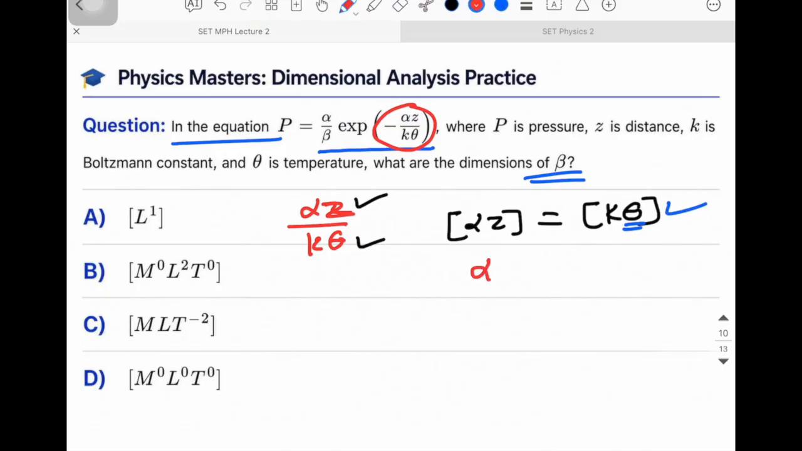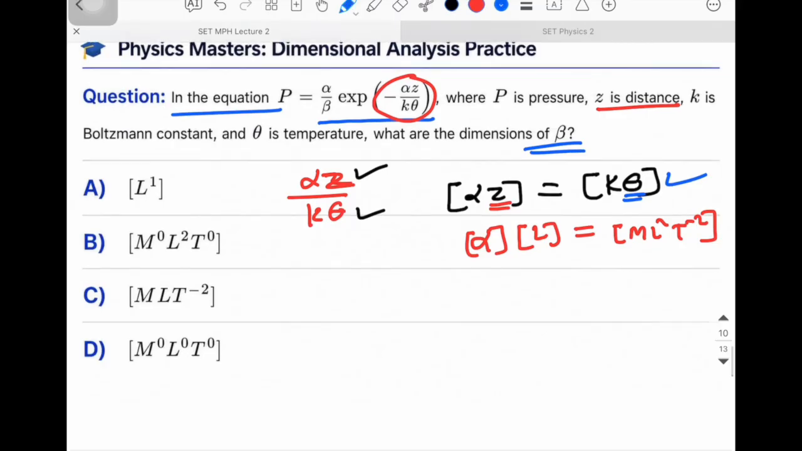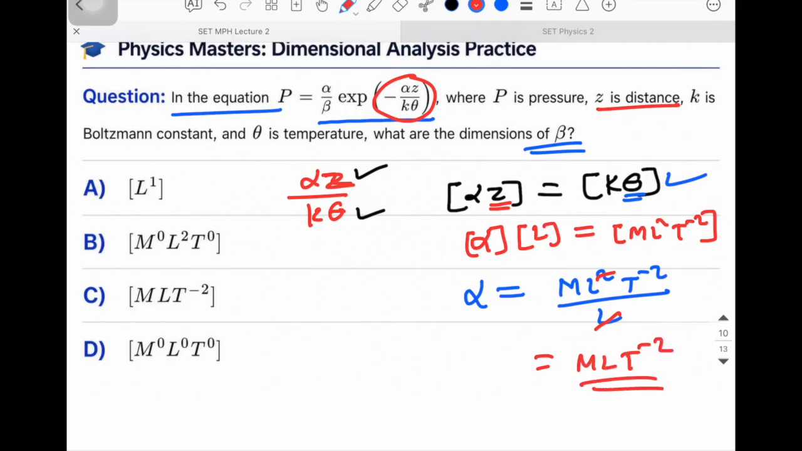So alpha into dimension of z, which is L because it is a distance, is equal to the dimension of energy, which is M L square T power minus 2. So what is the dimension of alpha? Dimension of alpha equals M L square T power minus 2 divided by L. So this gets cancelled. We will get M L T power minus 2 as the dimension of alpha. So that is the dimension of a force only.